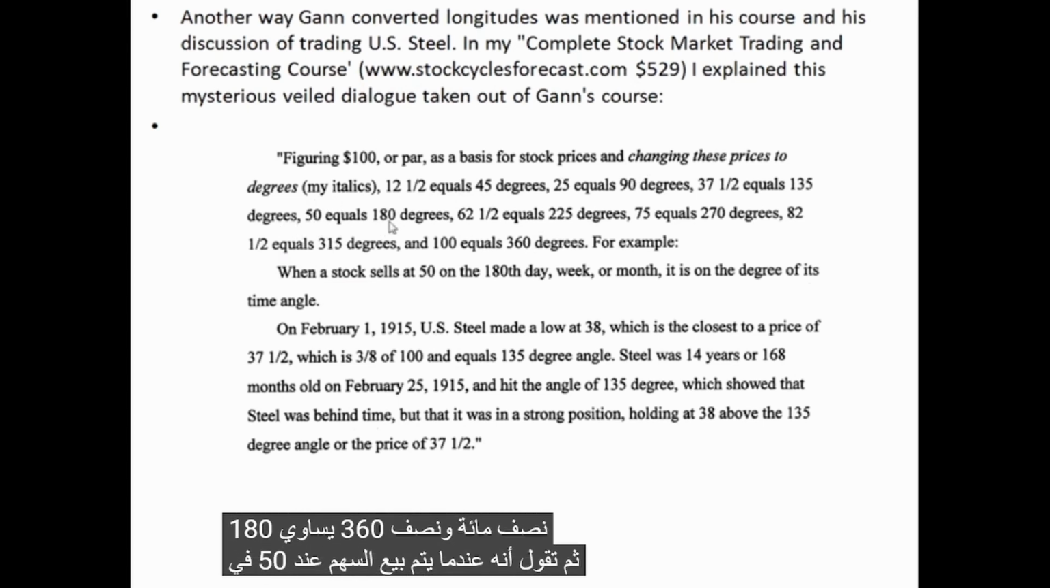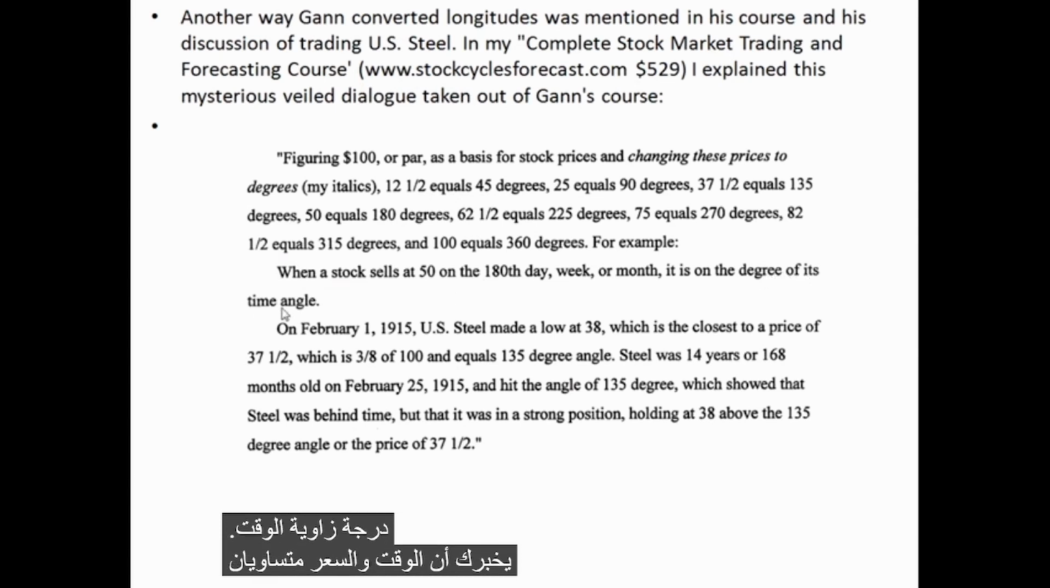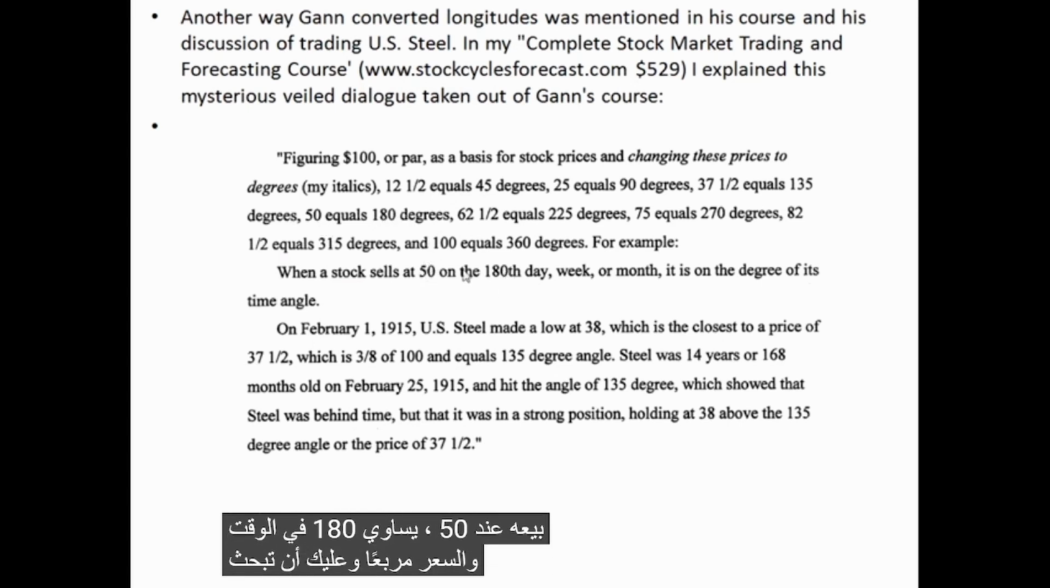And then it says when a stock sells at 50 on the 100th, 180th day, week, or month, it is on the degree of its time angle. Well, he's telling you time and price are equal. When it's on that angle, on the 180th day, and the stock is selling at 50, it equals 180, and time and price are squared, and you are to look for a trend.